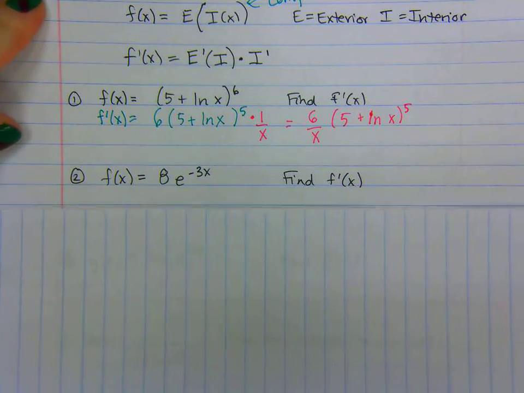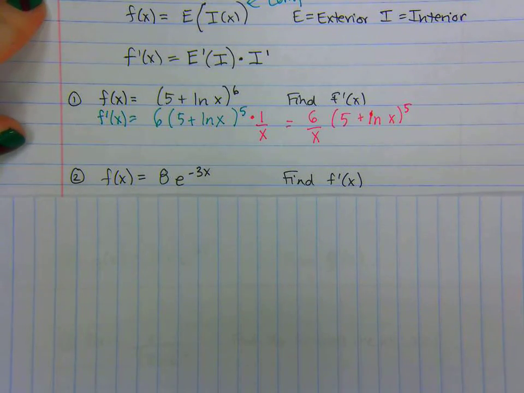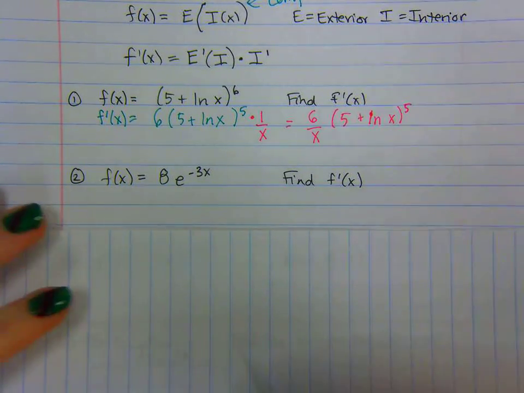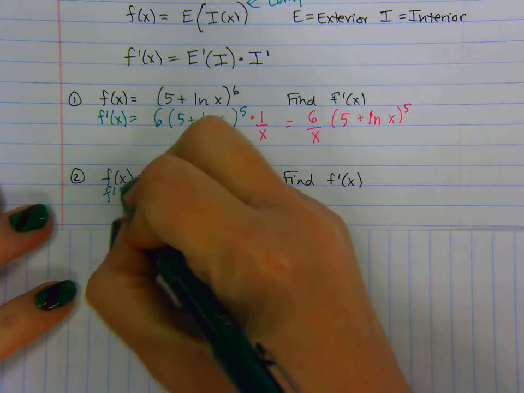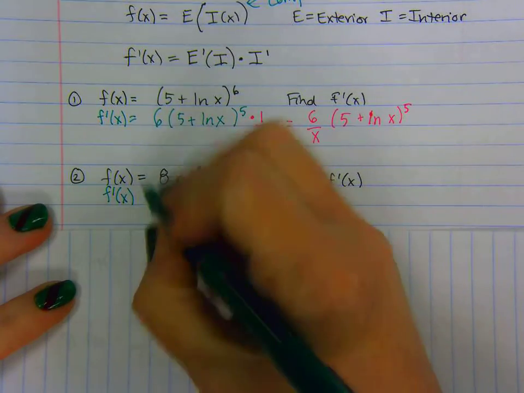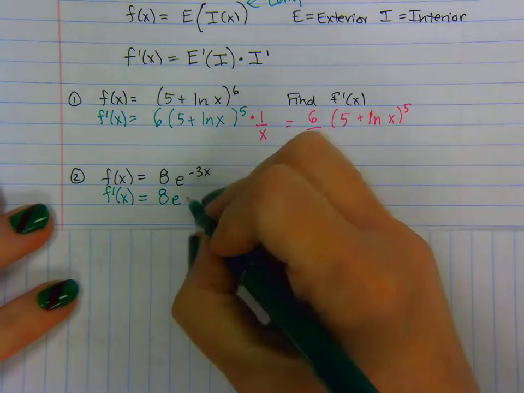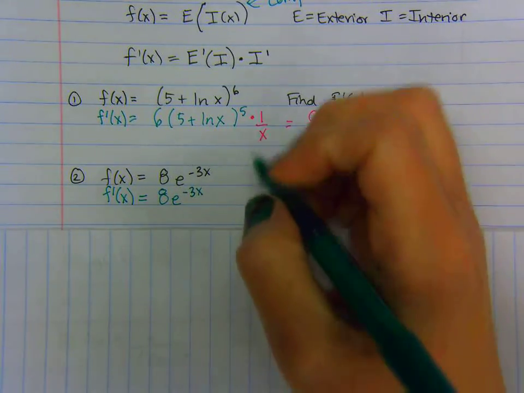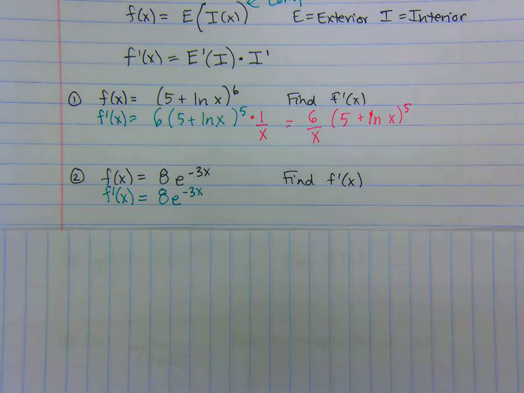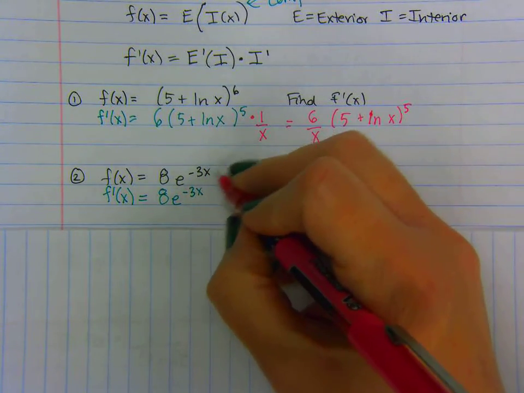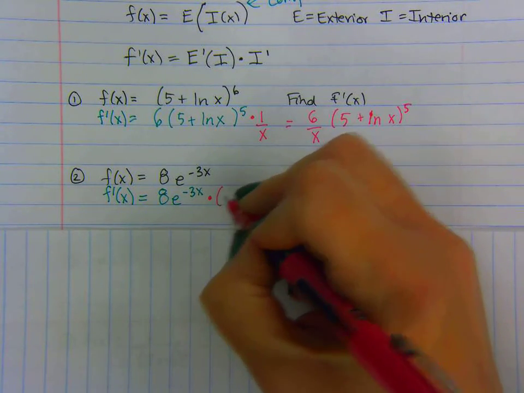They get a little more complicated because sometimes there's more going on. This one is not. The next one is just an exponential. So the derivative of e to the x is just e to the x. And when you have a constant outside, it's just that constant times that. So it's 8 e to the, in this case, negative 3x, times the derivative of that inside function. That inside function is negative 3x. So we're going to take the derivative of negative 3x, which is negative 3.